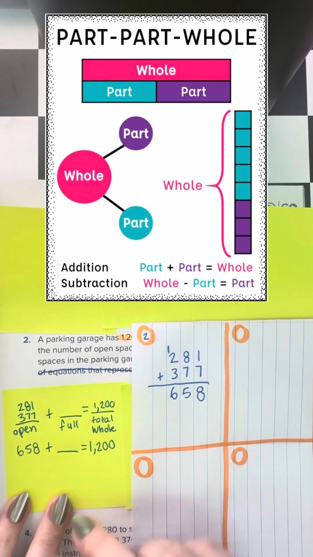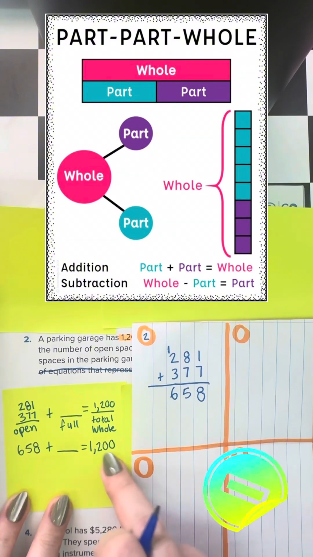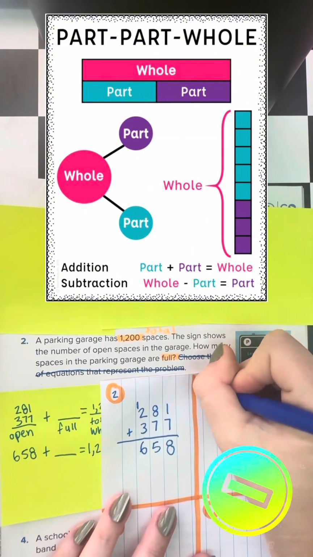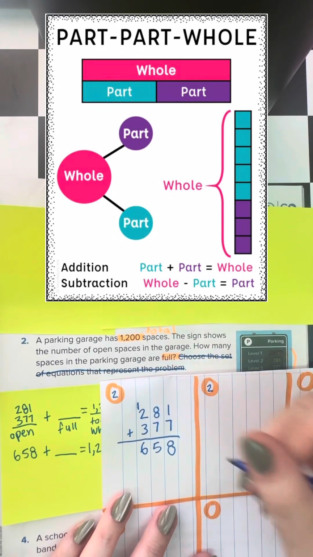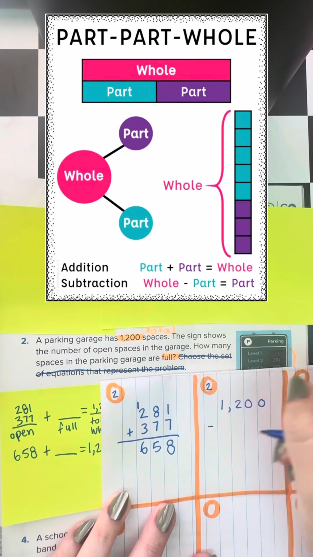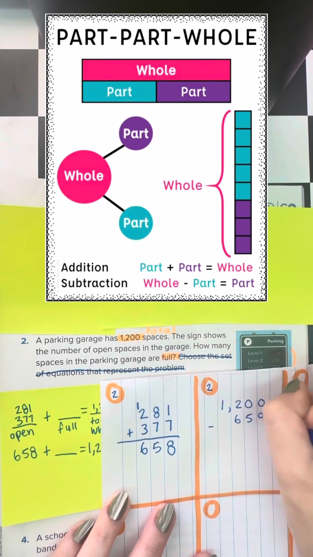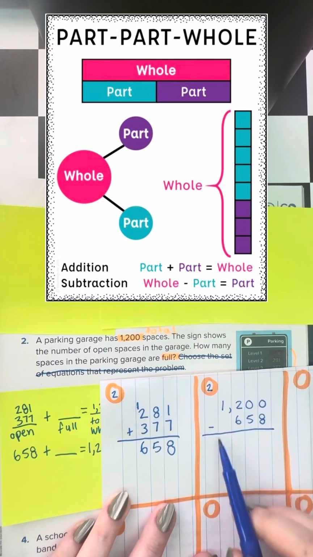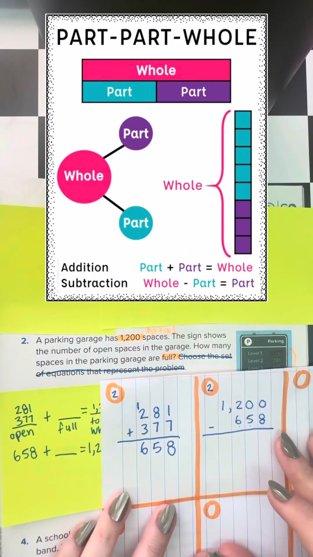All right, now we're to that part where if I have a missing part, I know I need to subtract. So I'm going to now write that I'm doing number 2 still, because this is a 2-step problem, and I'm going to subtract 1,200 minus 658. Make sure you are double checking that you lined up your digits correctly, because this one only has 3 digits and this one has 4. So you want to make sure it's in the correct place.